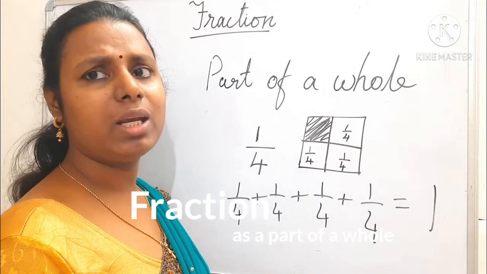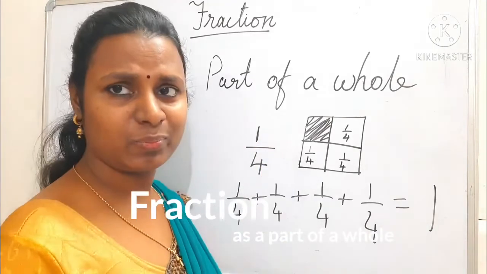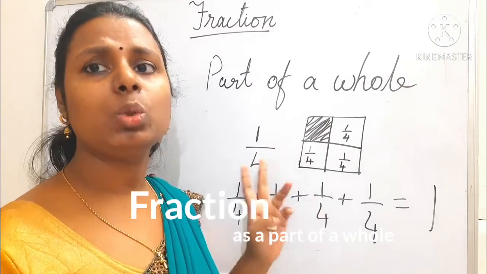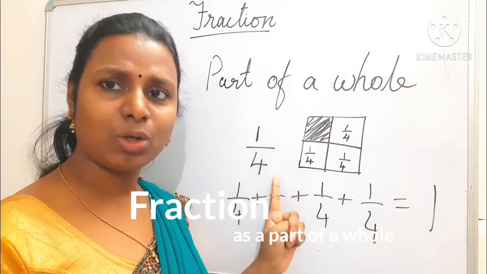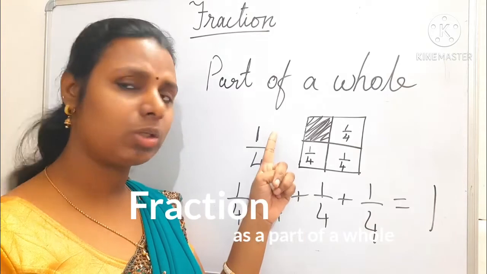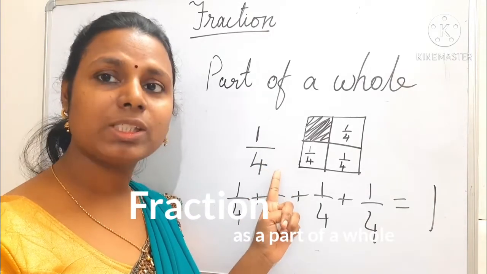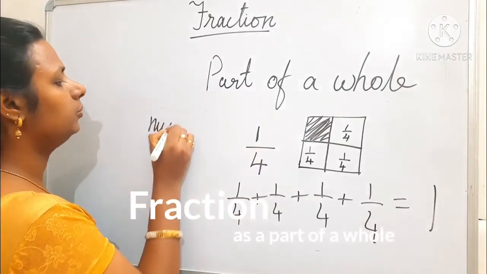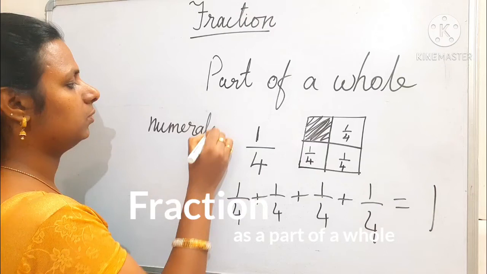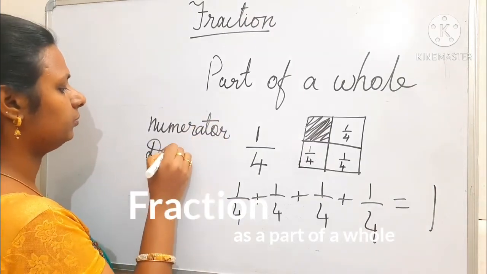When we read fraction, how do we read? We have 2 numbers here. Numerator, denominator. Which is on the top, we say numerator. Which is down, we say denominator. This is numerator and this is denominator.